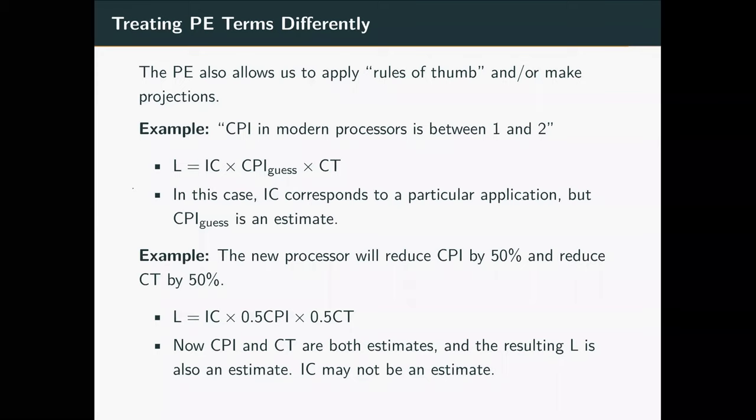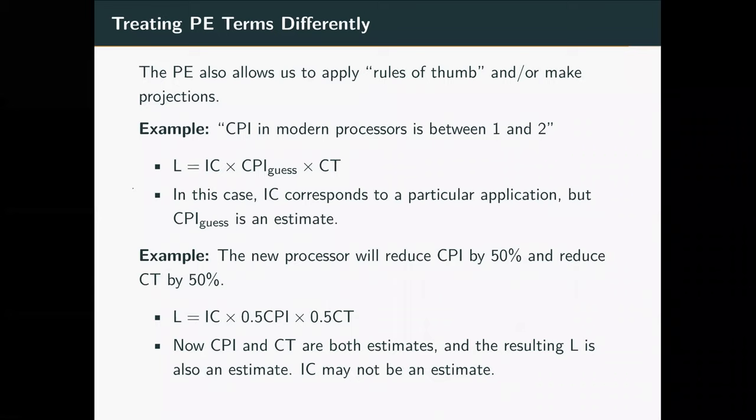Another example of rule-of-thumbing your way through this stuff is if you have a new processor that's going to reduce CPI and cycle time by 50% each. Then you can just say, well, let's just assume that it's approximately going to be that. It may not be exactly, but we'll go with that estimate, right?